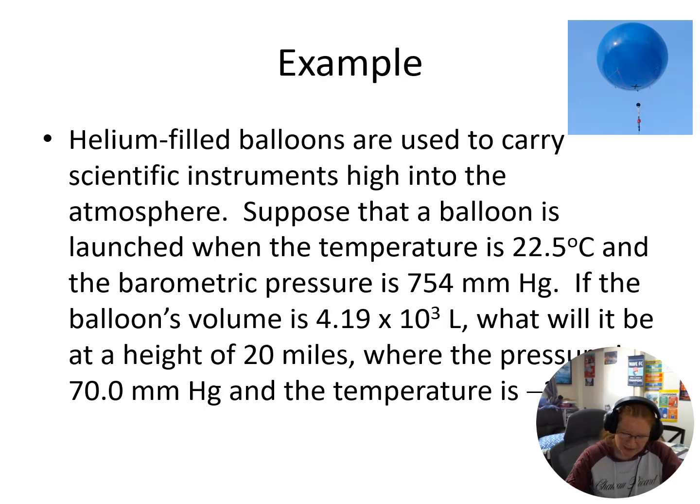All right, now helium-filled balloons are also used for atmospheric research. So we've got a balloon that we're going to launch at a temperature of 22.5 degrees Celsius. At that temperature and where they're at, the pressure is 754 millimeters of mercury, and we've got a volume. Now, we want to make sure that when the balloon rises, we're not going to pop the balloon. So we need to know what the new pressure at the new height is and what the temperature is.